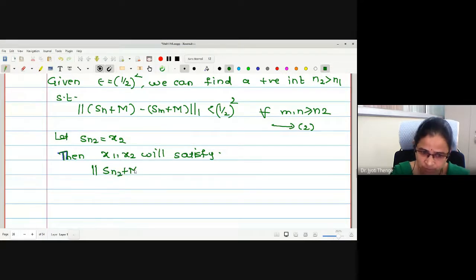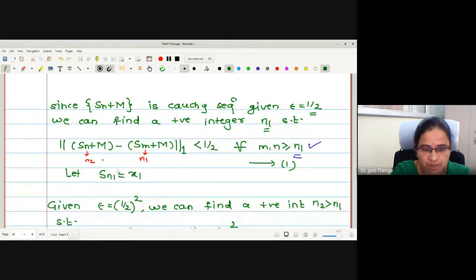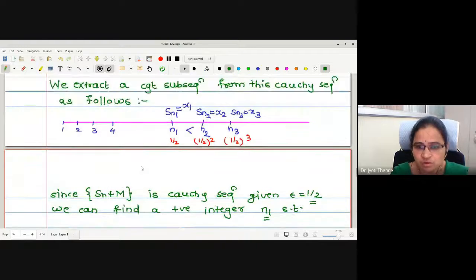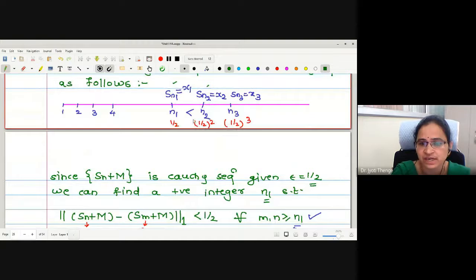Sn2 plus m minus Sn1 plus m, norm less than half, no doubt. Do you understand? For all the values greater than n1 it is true. Which two values have I selected? Sn2 and Sn1. For all the values of the integers greater than n1, this equation 1 is true.